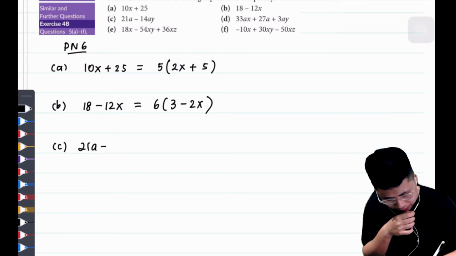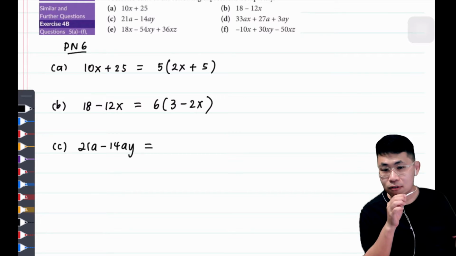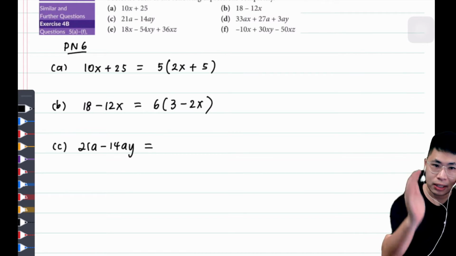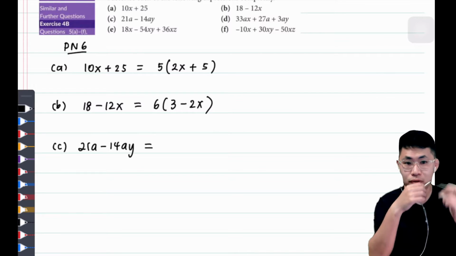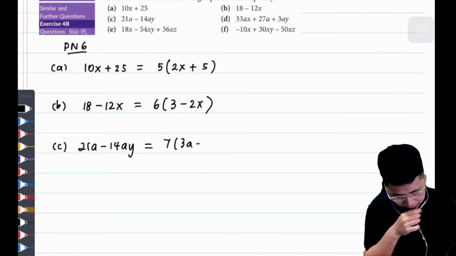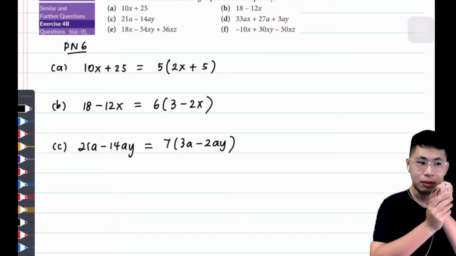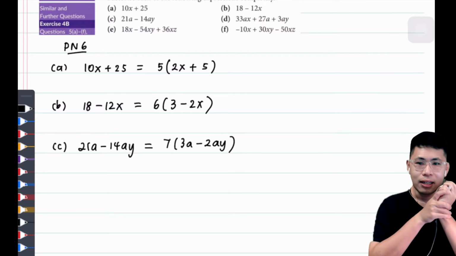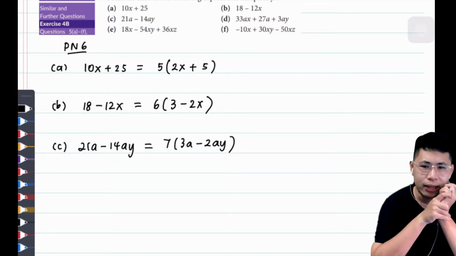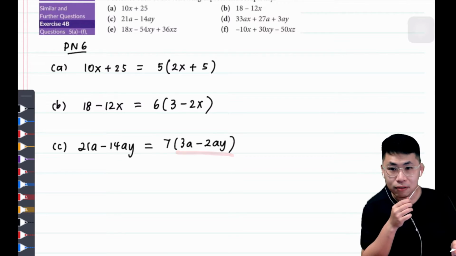Part C, we have 21a minus 14ay. So what are we going to do here? Let's take a look at the numbers first. 21 and 14, the common factor will be 7, right? So with this, we have 3a minus 2ay. We can bring the 7 out as a common factor. Now the next thing we're going to do is take a look at the bracket. Is there anything else that is a common factor?